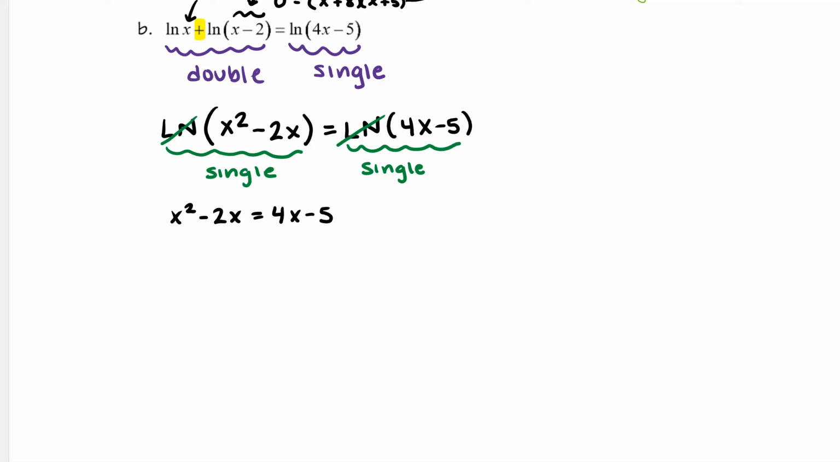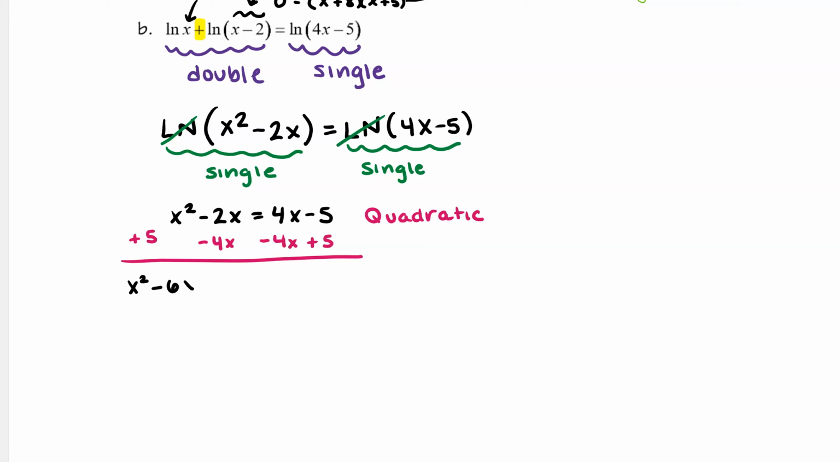Now, what kind of equation is this? I see an x squared, so I know this is a quadratic equation. And to solve a quadratic equation, the best start is to have 0 on one side. So I'm going to minus 4x, and I'm going to plus 5. So I have x squared, and then minus 4x minus 2x, that makes minus 6x, plus 5 equals 0.